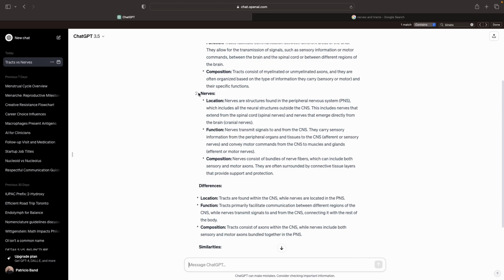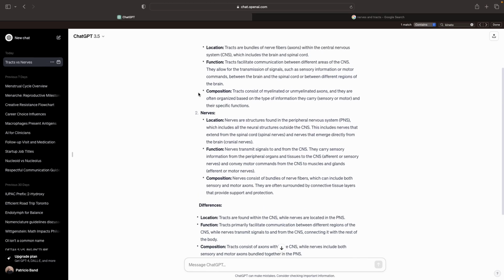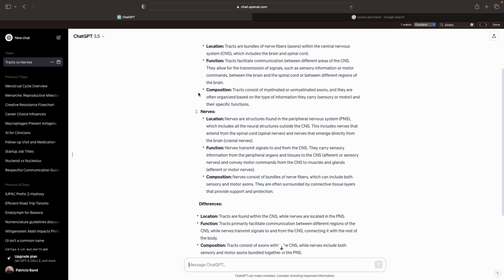So the tracts are axon fibers, nerve fibers, in the central nervous system, spinal cord and brain, and the function is transmission between different areas of the CNS, both sensory or motor signals, commands, and it could be between different regions of the brain as well. So we have tracts in our brain, and they contain myelinated or unmyelinated axons.